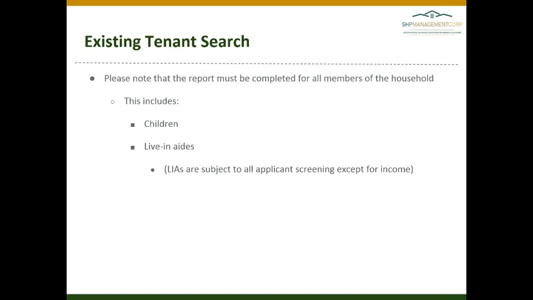The existing tenant search must be completed for all members of the household. This includes children and live-in aides. As a reminder, live-in aides are subject to all applicant screening except for income. So that includes credit, criminal, landlord references. Existing tenant search is run not just for adults and not just the head of household, all household members.